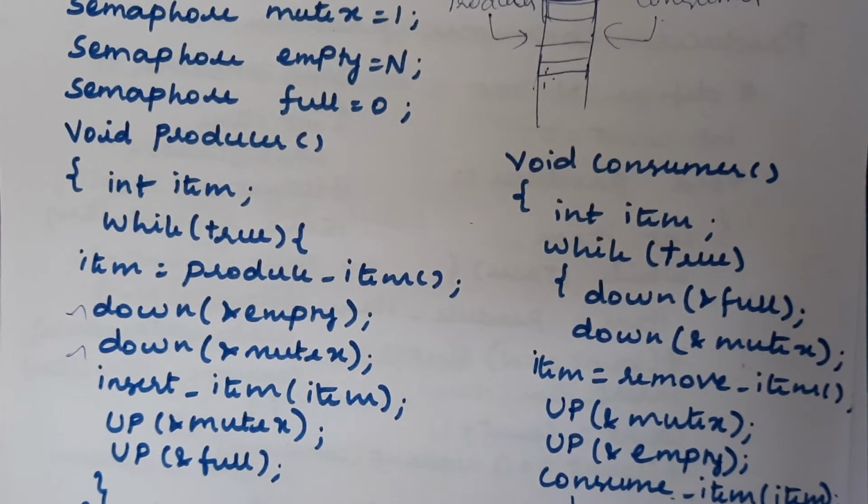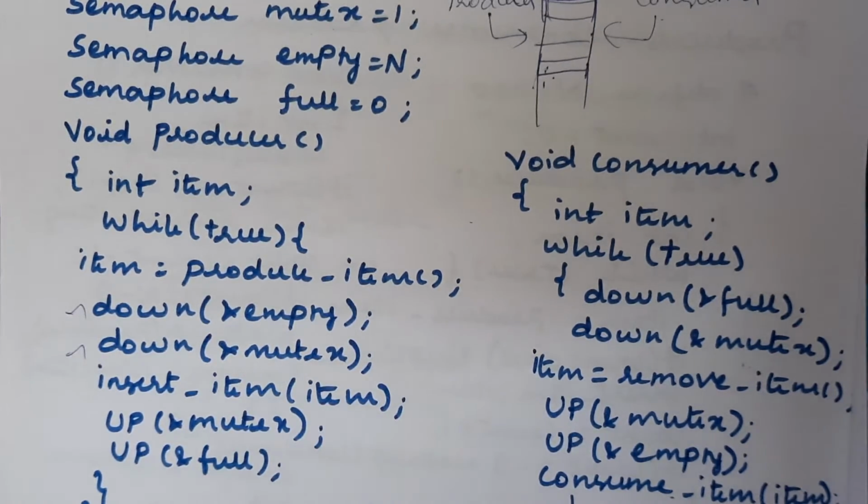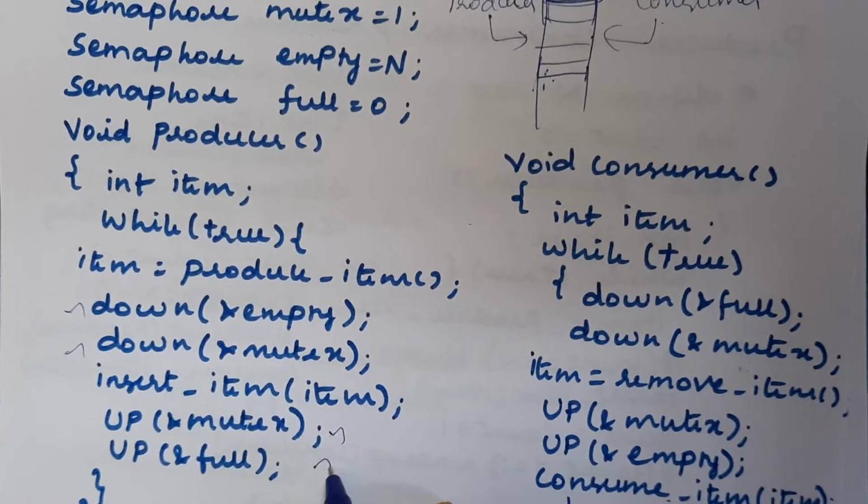Any other process accessing the common data means it has already entered the critical region. So another process trying to enter the critical region is not possible, and that is how we satisfy mutual exclusion by checking this condition. If these two conditions are not satisfied, it goes ahead and inserts the item into the buffer, then up of mutex, up of full. These two are executed to wake up a process. If a process has already gone to sleep, it is woken up with these two semaphore variables, mutex and full.